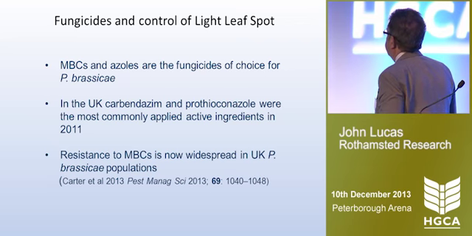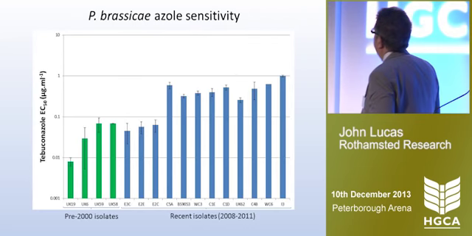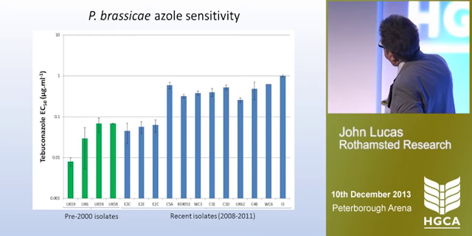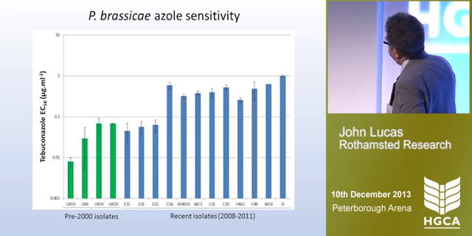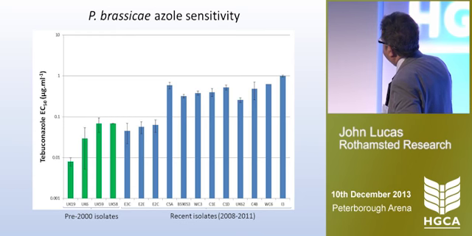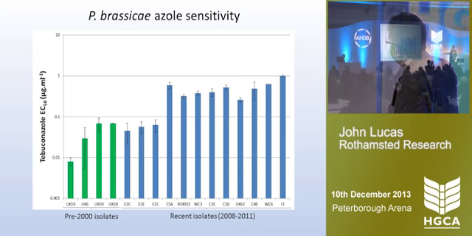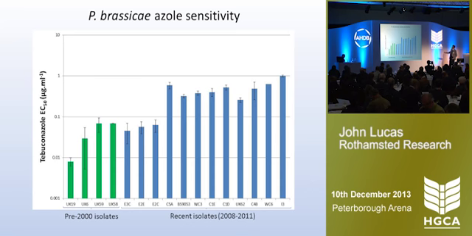The situation with azoles, as usual, is a bit more complicated. This just shows tebuconazole sensitivity, the effective concentration 50 values, and these are isolates from pre-2000 that we've had a look at, and you can see that this is back here, this is a sensitive isolate, this is a log scale, so obviously there's quite a big change between these, this isolate here, for instance, and these.